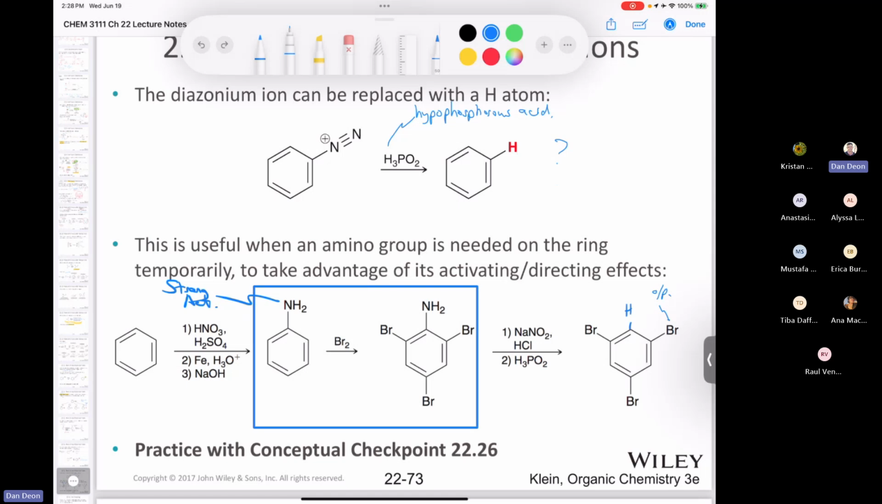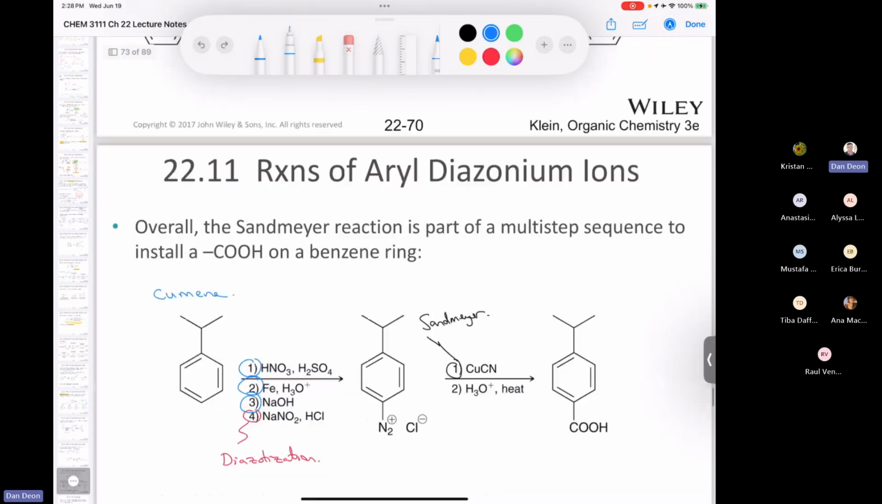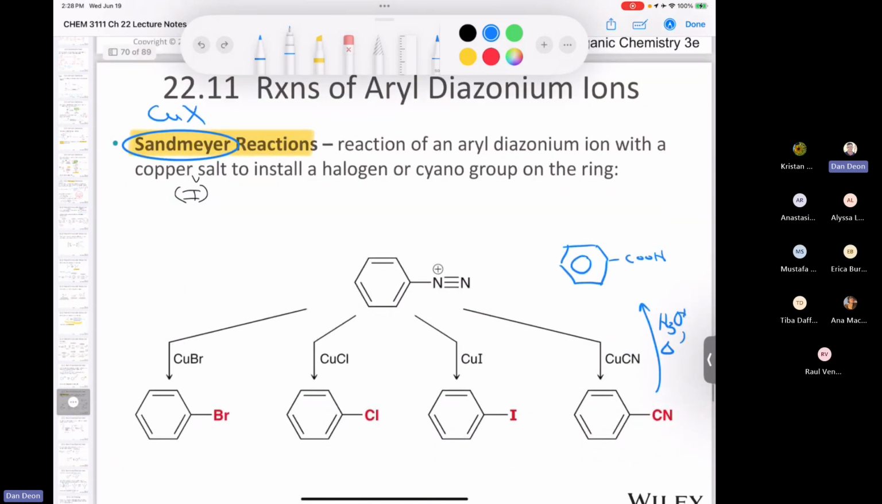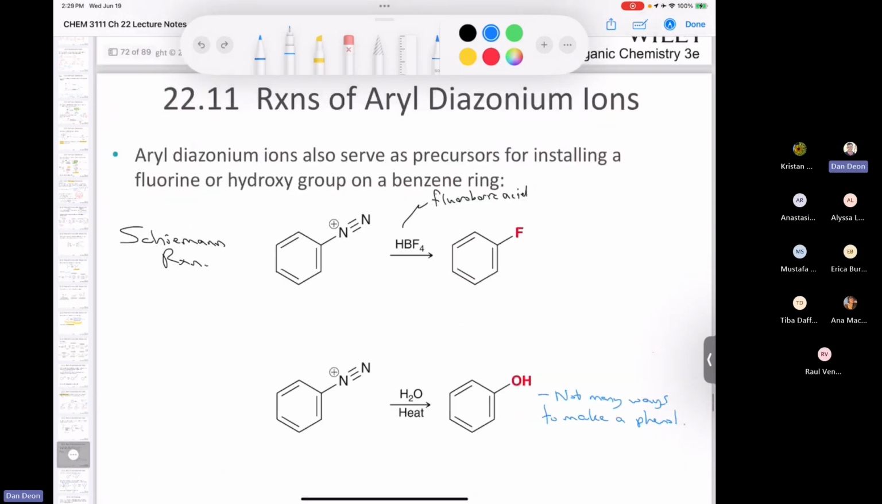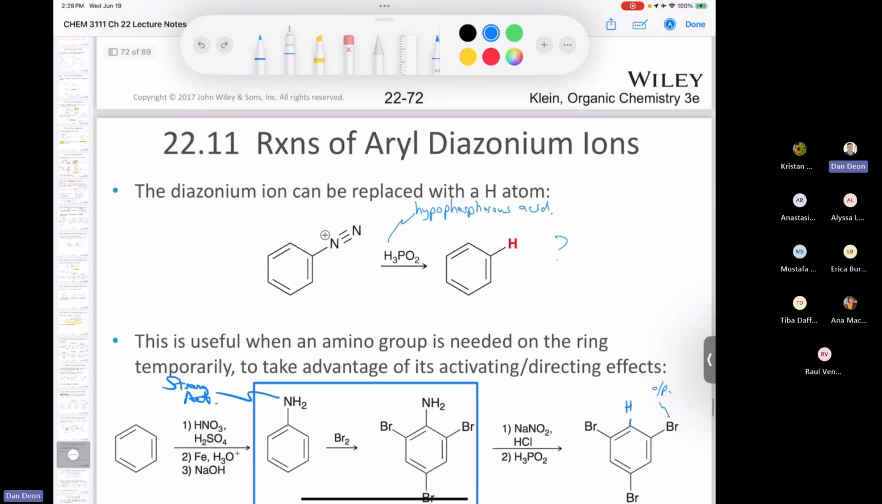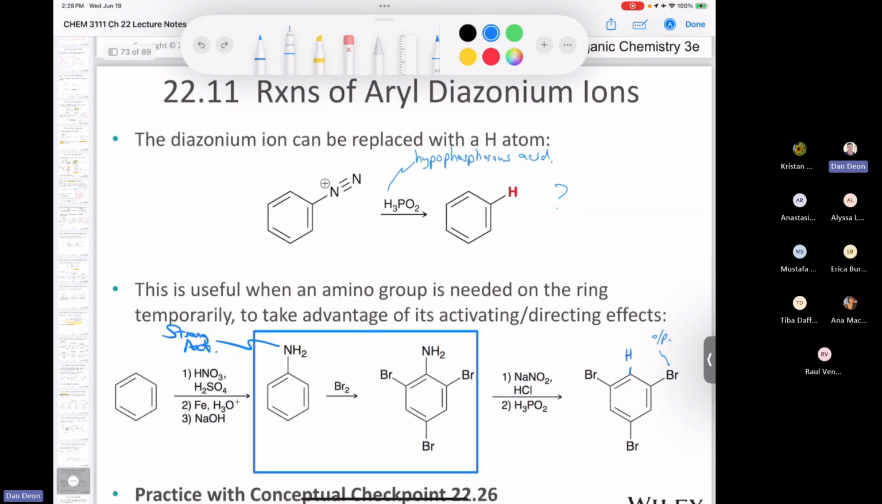All right, so to summarize, what have we covered? We've covered the Sandmeyer reactions, which are with copper salts. Then we covered the Schiemann reaction, which uses fluoroboric acid, HBF4, to install a fluorine. Then taking the aryl diazonium and just putting it in water, that makes a phenol. And then the last one was using hypophosphorus acid to install a proton. And really, it only gives us one reason to do that, but I suppose there are others, okay?